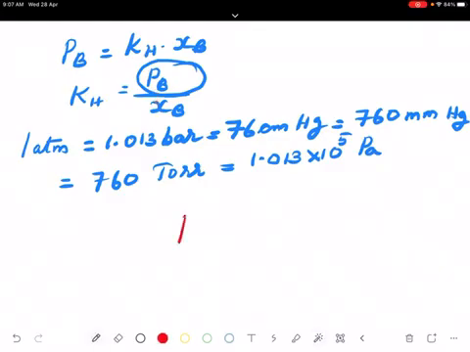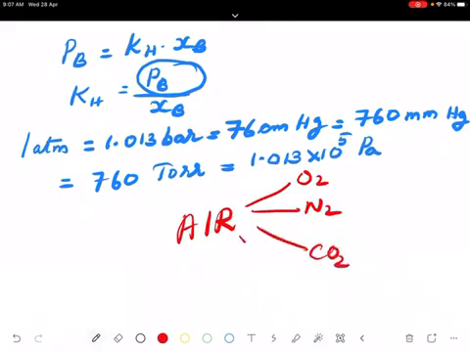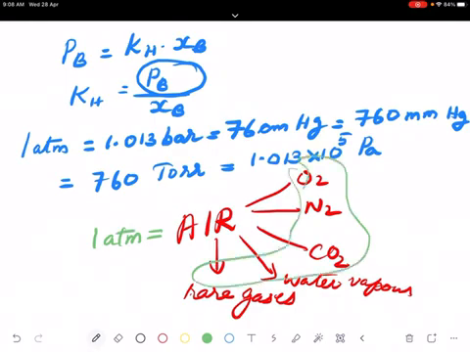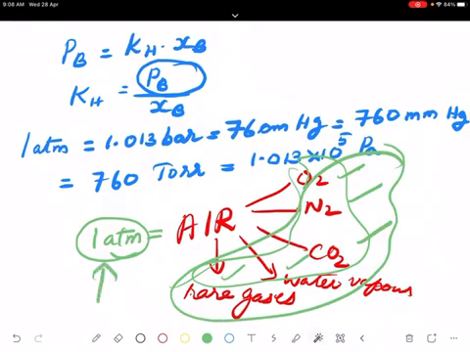When you consider air, it contains so many gases: oxygen, nitrogen, carbon dioxide, water vapor, rare gases. Here the total pressure at sea level, we take it as 1 atm. On the top of a mountain, these gases are less, so the pressure is also less. At sea level, 1 atm is the total pressure. When you add all the mole fractions of these gases, you will get this 1 atm.